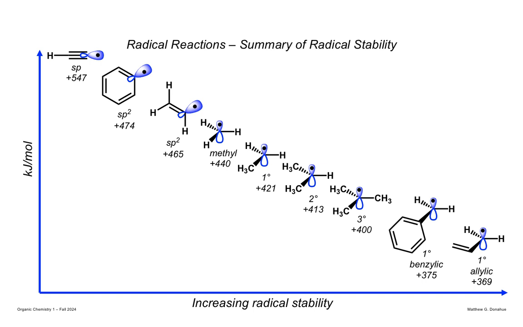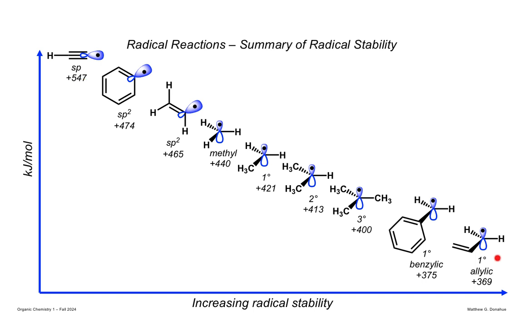So here are the different types of radicals as plotted, of increasing stability versus energy. So reading from left to right, this carbon radical is associated with an sp hybridized carbon. So notice its energy, 547.